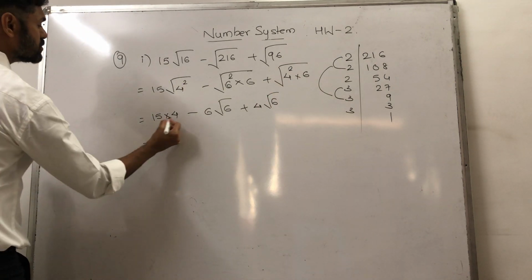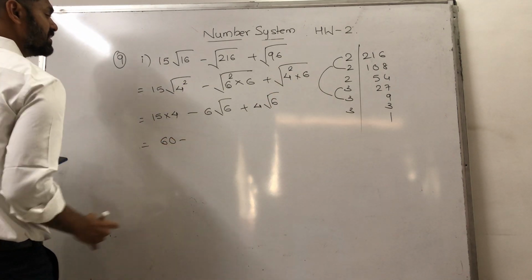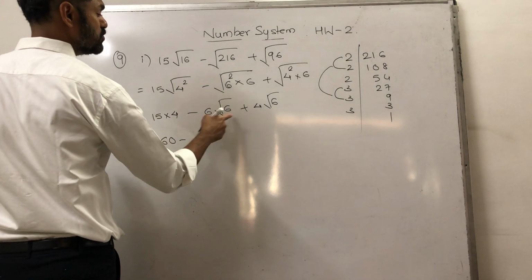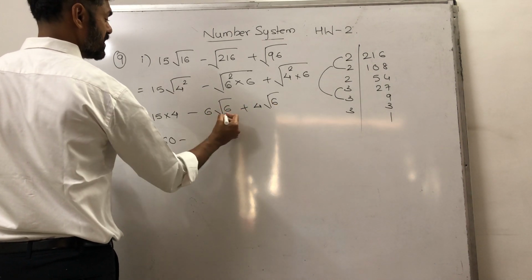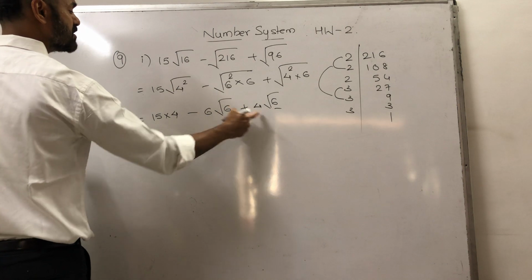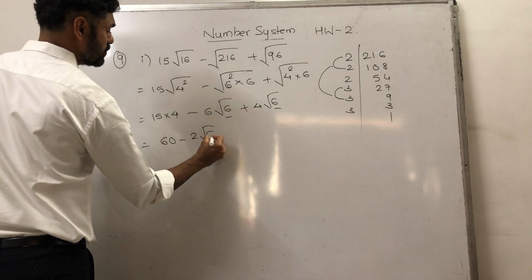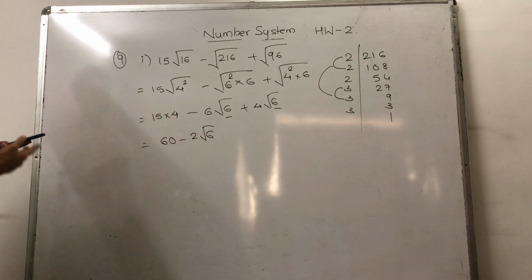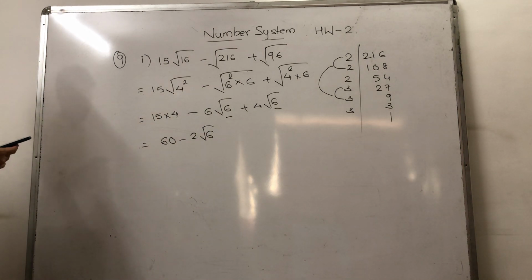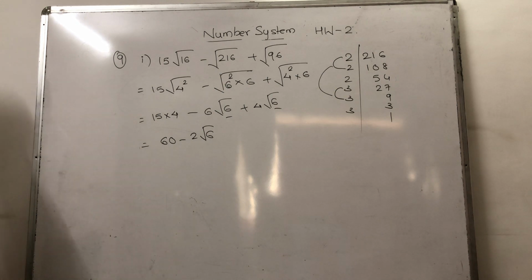So now 15 fours is 60. This is minus 6 times root 6 plus 4 times root 6. They are like terms. So you add or subtract the coefficient. Minus 6 plus 4 is minus 2. This is your answer of simplification question 1.